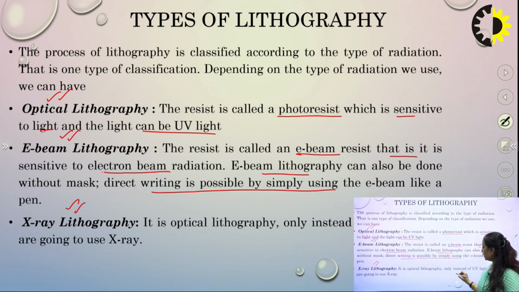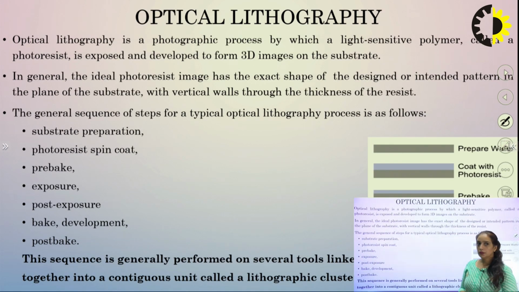Next we have X-ray lithography. It is an example of optical lithography, only instead of UV light we are going to use X-rays. So now the basic steps which we are going to follow in any lithography process.